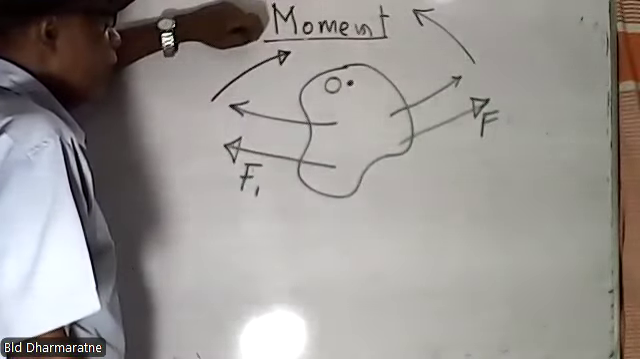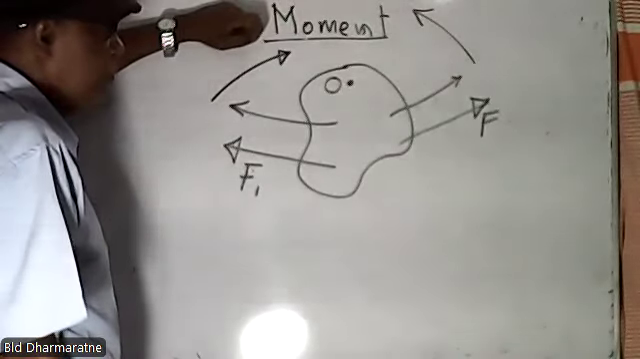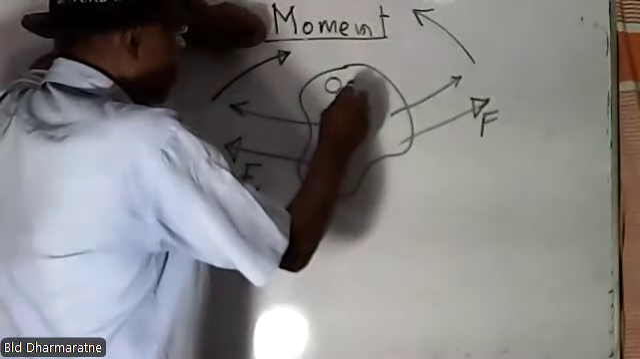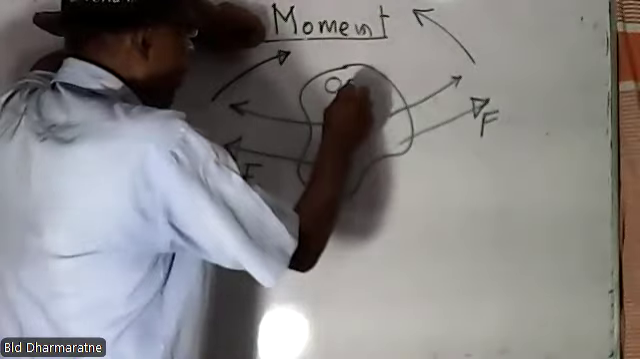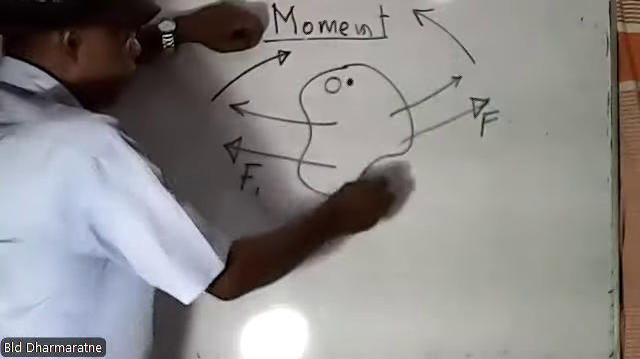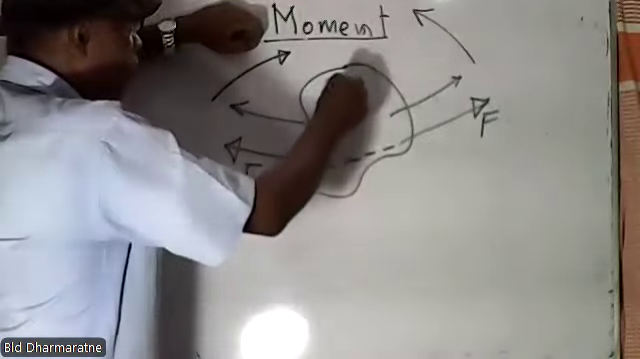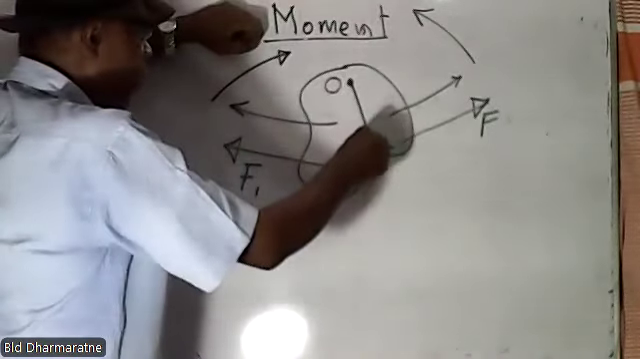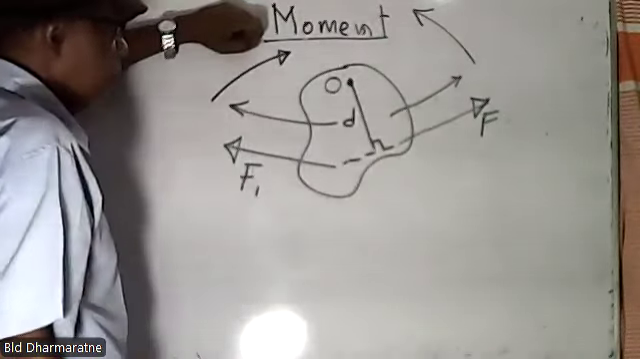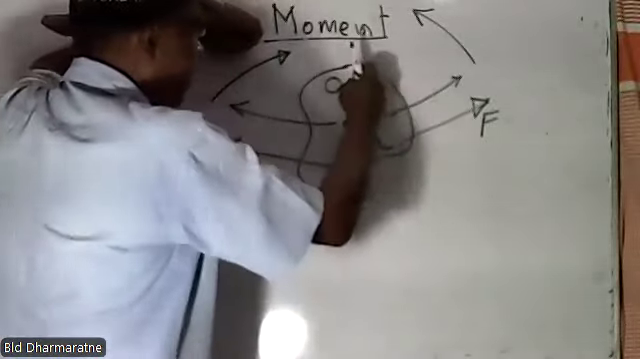How do we get the magnitude of the moment? I have a simple formula, and it is very easy. The lamina rotates about this point. The force comes from this direction, and we draw the perpendicular to it. This distance D is the perpendicular distance from the point to the line of action of the force.